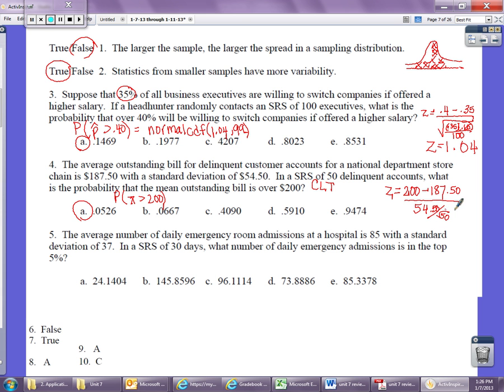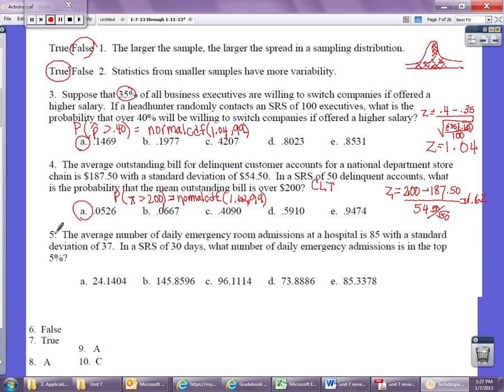You plug all that in to get a z-score, and then you do a normal CDF. I don't know why my pen's doing that, I apologize. Since it's greater than 200, you take from your z-score, which is about 1.62, so that's 1.62 to 99 in normal CDF, and again you get about 0.0526.